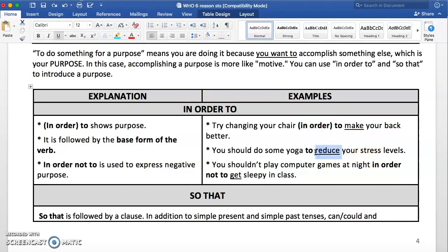And how do we make it negative? We put not before to. Let's look at the example. You shouldn't play computer games at night in order not to get sleepy in class. Okay, so we use verb 1 after in order to show our purpose. How about so that?